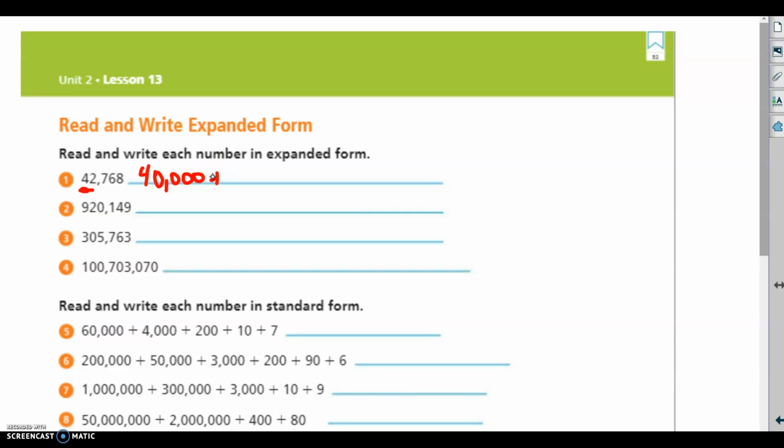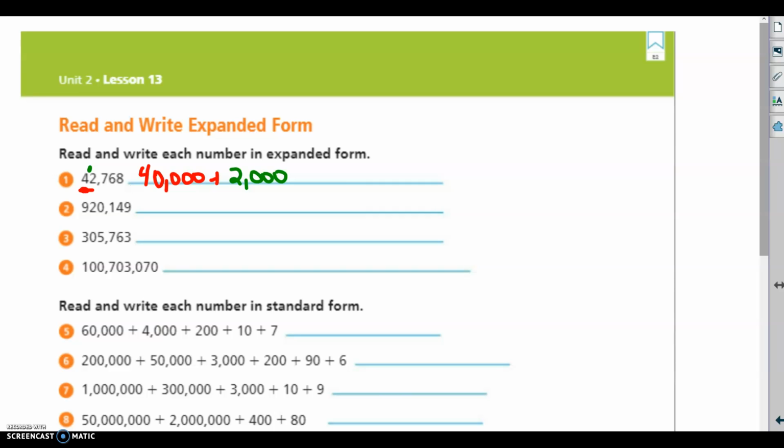Plus, now we're going to move to the 2. So the 2 is right here. The 2 is in the thousands place, and we're going to write that as 2,000, leaving all the other numbers off. So we left off the 40,000 and we left off the 768.